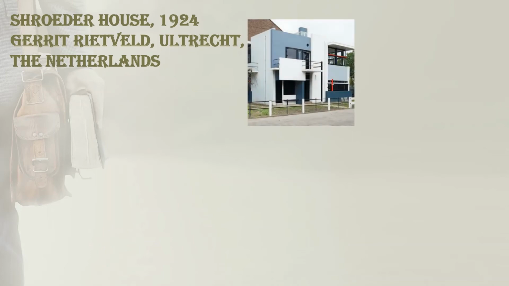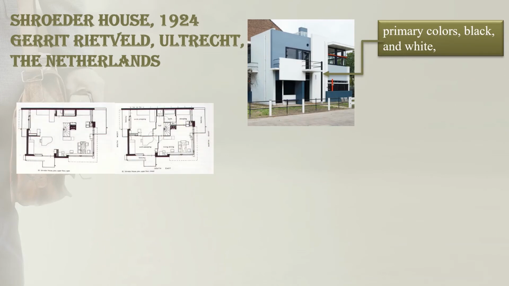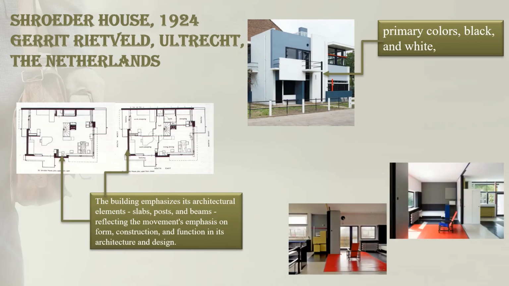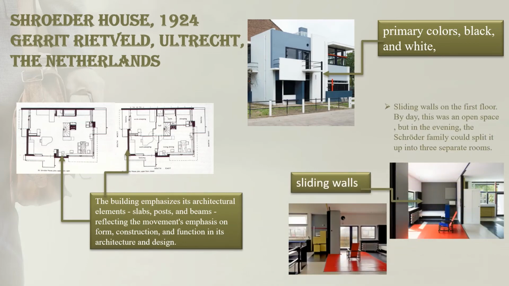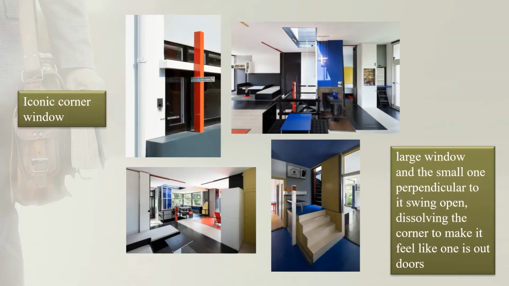Schroeder House in 1924, designed by Gerrit Rietveld in the Netherlands. The building features primary colors like black and white, and used slabs, posts, and beams reflecting the movement of the form. Sliding walls: by day it is open space, and by evening it can be separated into three rooms. The iconic corner window, a large window and a small one perpendicular to it, swing open, dissolving the corners to make it feel like one is outdoors.